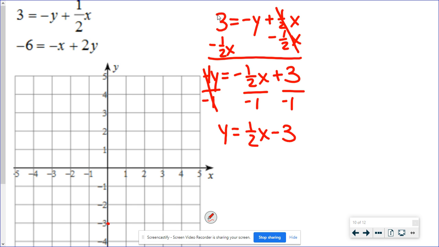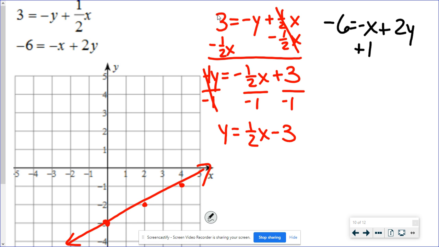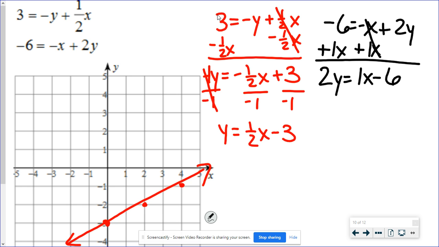So I begin at -3, positive 1/2 slope. For my second equation, I would add this 1x. So I would have 2y, putting that first, 1x minus 6, divide, divide, divide.